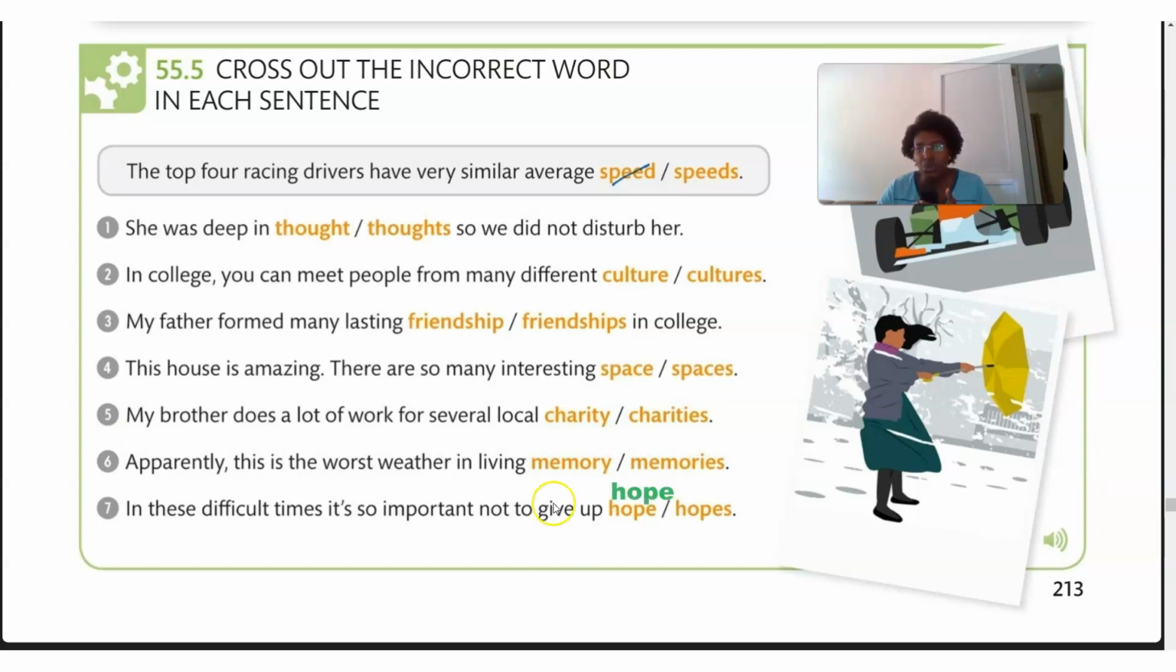So the last two, we're using memory and hope in general. And that's why it's not plural. We're not counting it. It's a feeling, something we can't touch or feel, and we're using it in a very general sense. Living memory. Whose memory? No one specifically, just general. Don't give up hope. Whose hope? Which hope? We're just talking in general. Okay, hopefully you got the idea. We're going to move forward.